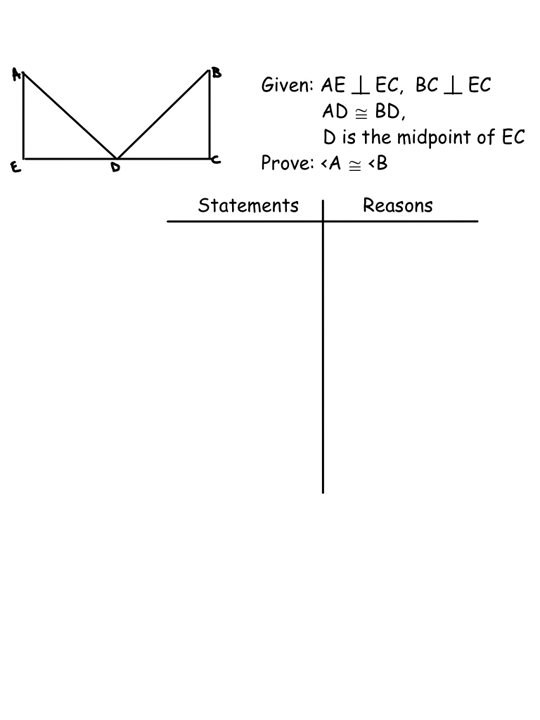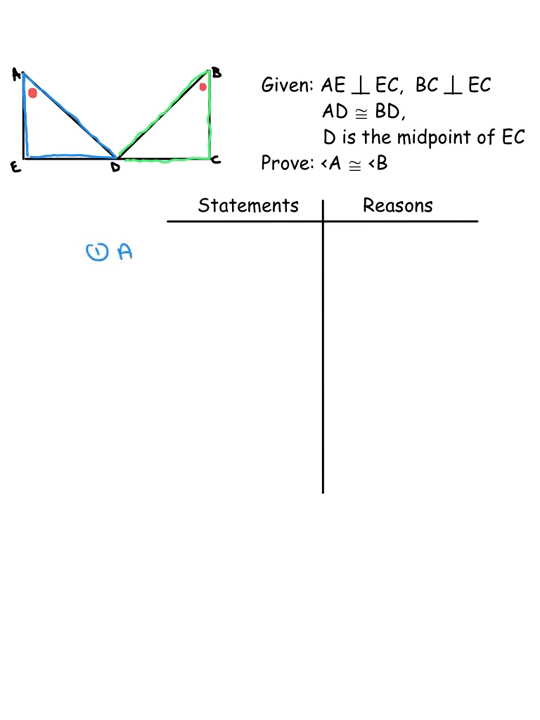Okay, the last example here. It says prove angle A is congruent to angle B. So if I look at the picture, angle A is here and angle B is here. Hopefully, you realize that angle A is in this triangle here and angle B is in this green triangle here. So if I can prove those triangles are congruent, I can say the angles are congruent.